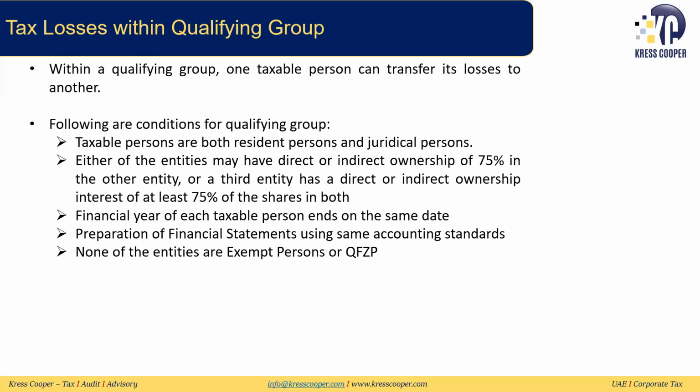The financial year of each company has to end on the same date. They need to prepare the financial statements using the same accounting standards, and these entities in a qualifying group cannot be an exempt person or a qualifying free zone person. So, for example, let's say you're meeting these conditions and you're part of the qualifying group. Then one taxable person from the group can transfer its losses to the other person.